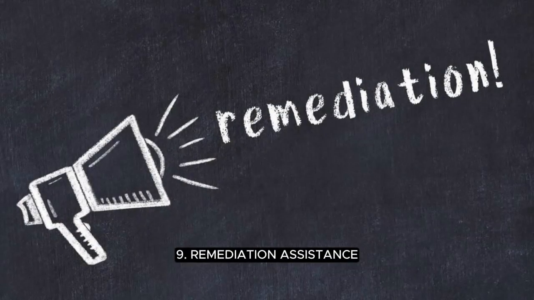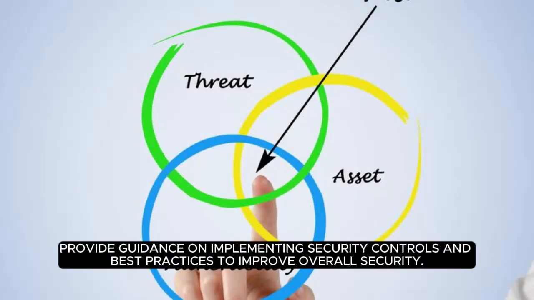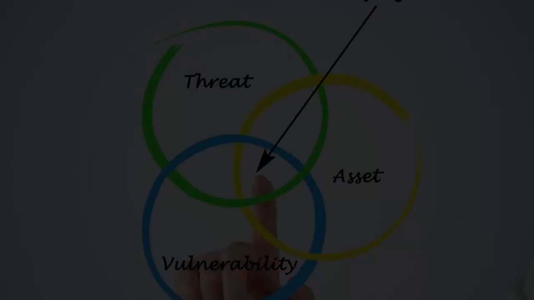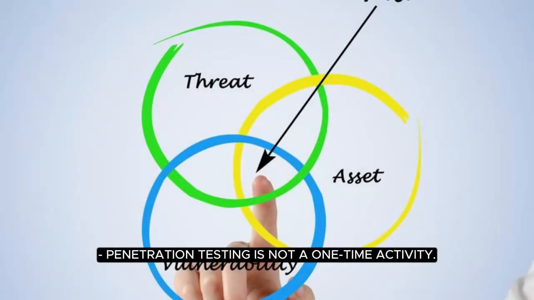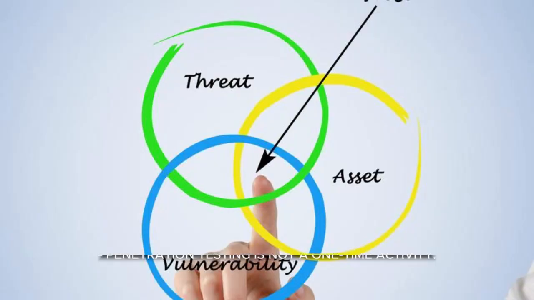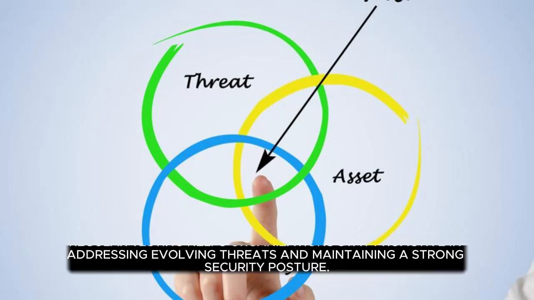9. Remediation assistance. Work with the organization to prioritize and address identified vulnerabilities. Provide guidance on implementing security controls and best practices to improve overall security. 10. Continuous improvement. Penetration testing is not a one-time activity. Regular testing helps organizations stay proactive in addressing evolving threats and maintaining a strong security posture.